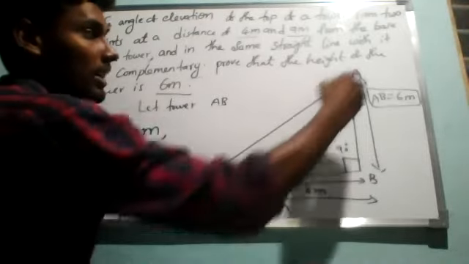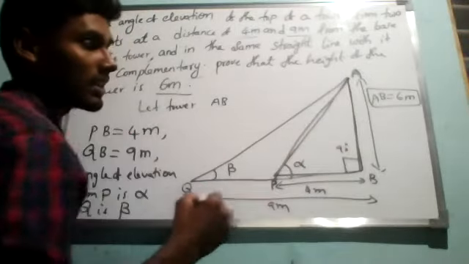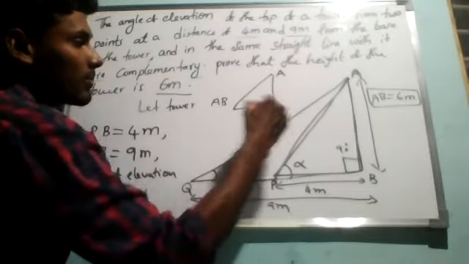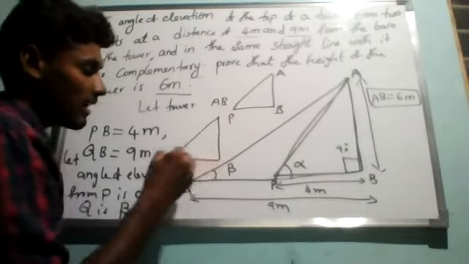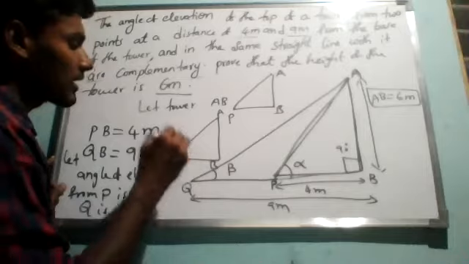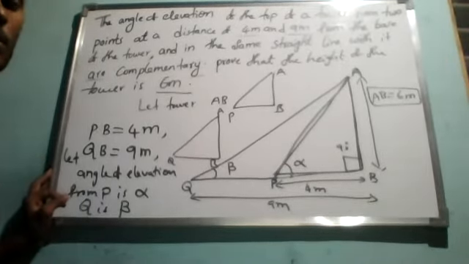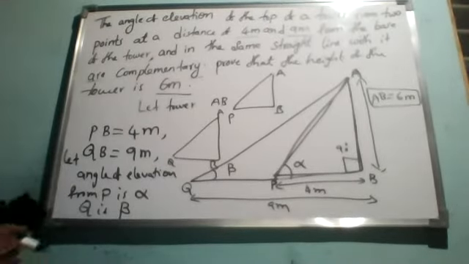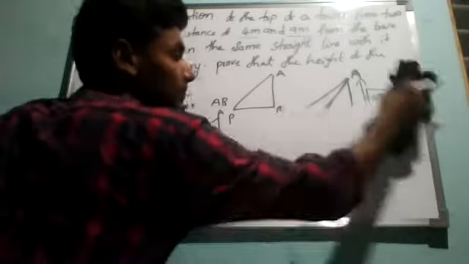ABP is one right angle triangle. Like that, another right angle triangle is ABQ. So by using these right angle triangles, we have to prove that the height of the tower is 6 meters. Let me prove how we can prove it. Let me imagine that we know that already.